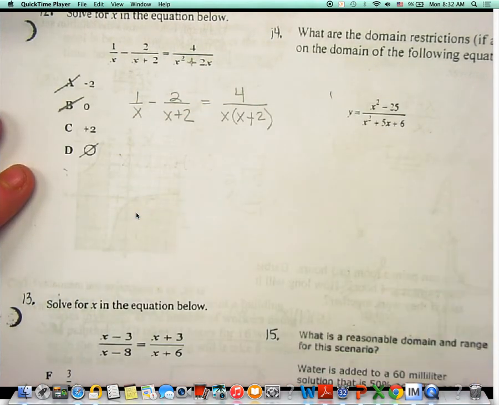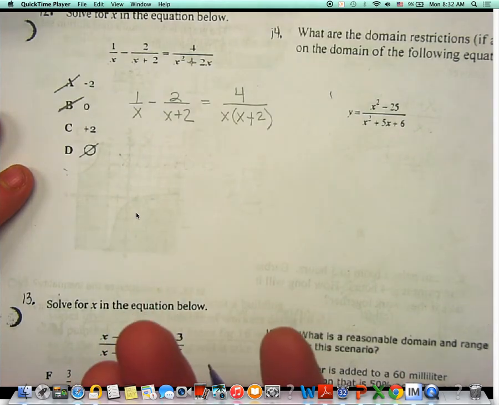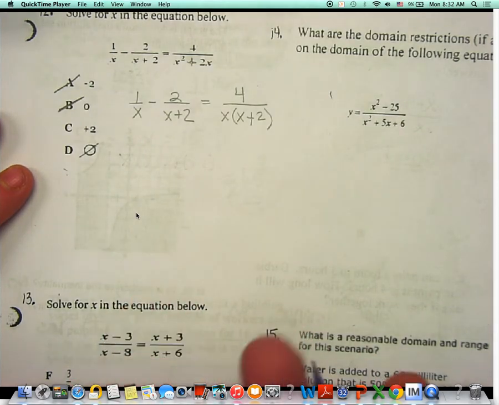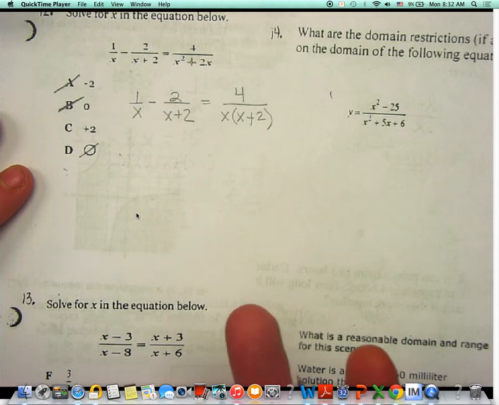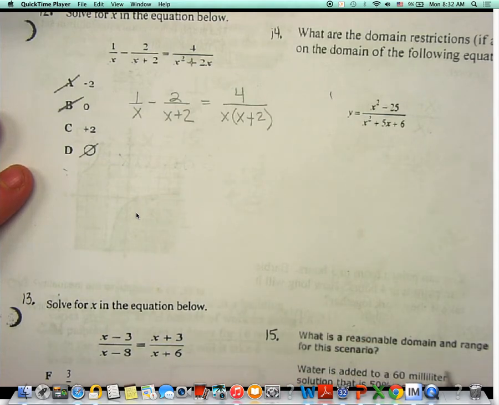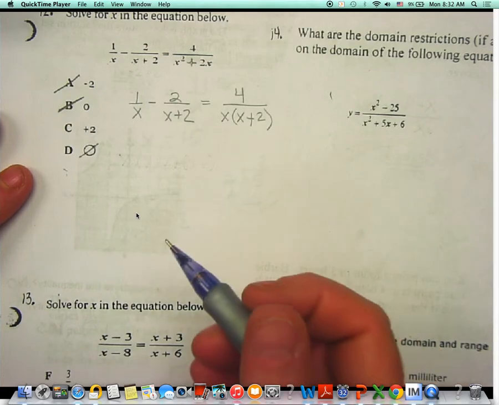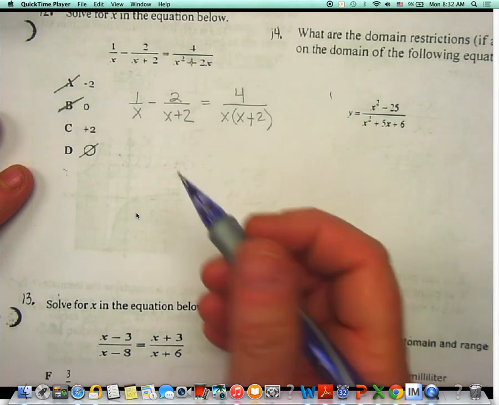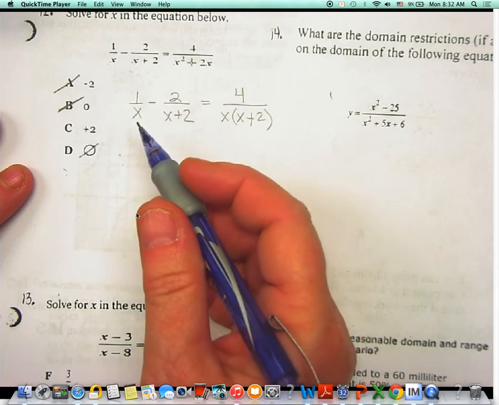So now we just have to multiply by what? X and what else? Abby. Abby, turn. Pay attention the entire time. Okay. And you too, Jesse. x and x plus 2. Okay, we're going to multiply by both of these.